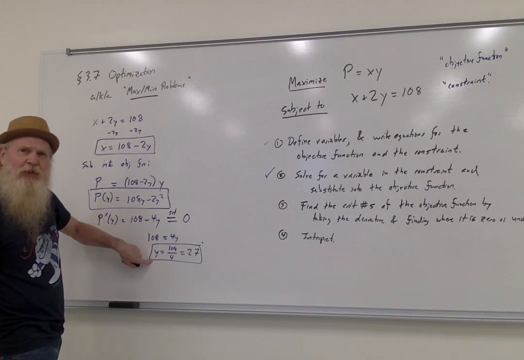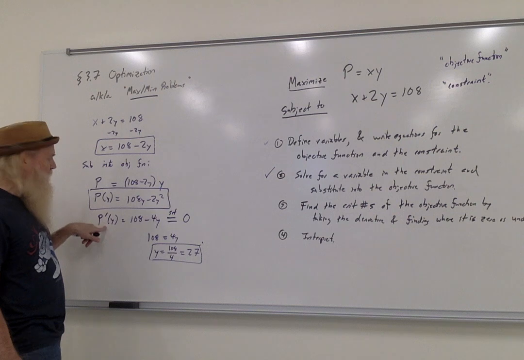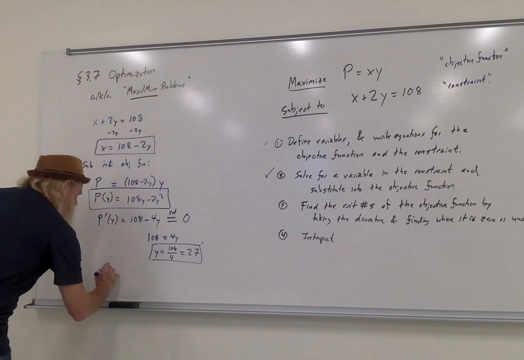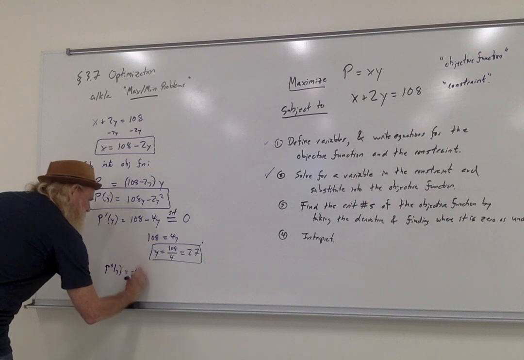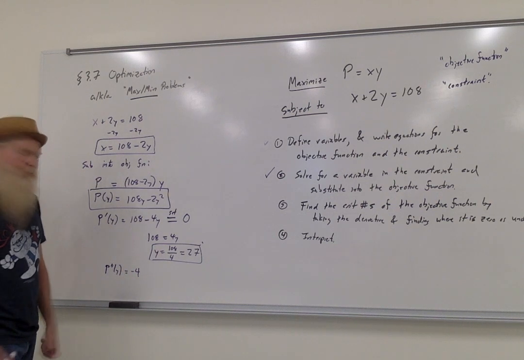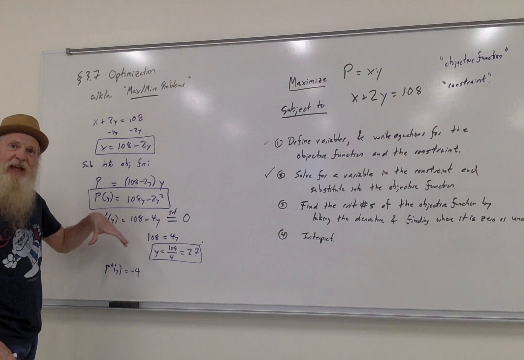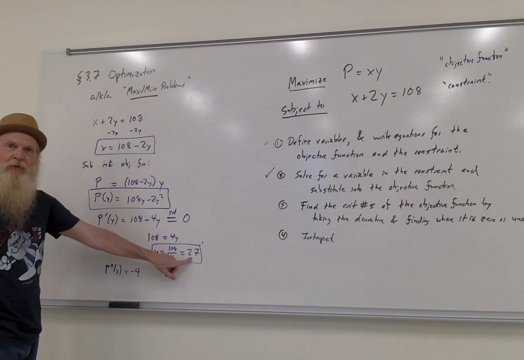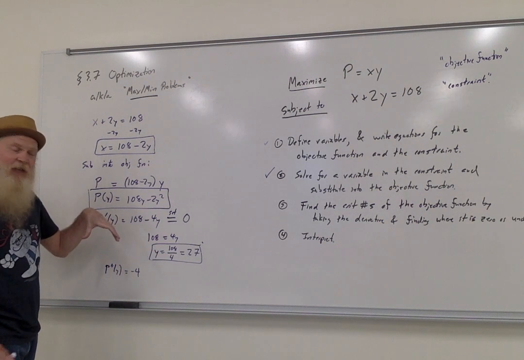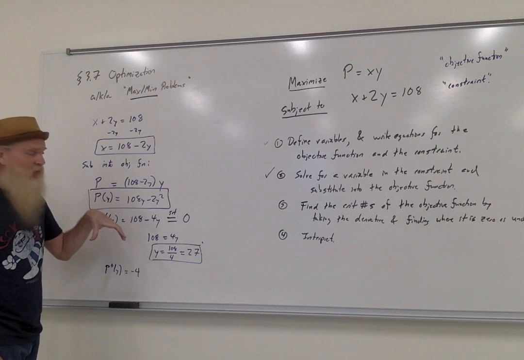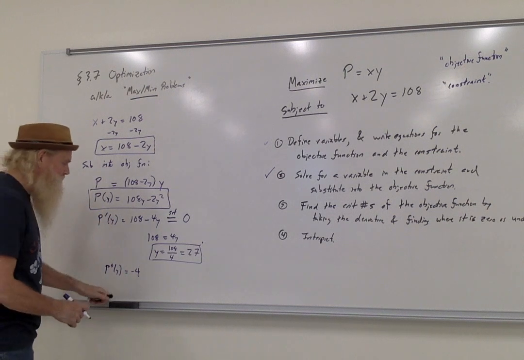If we wanted to check to be sure that it's a maximum, we could maybe use a second derivative test. Notice that P double prime of y is negative 4, which means that the graph is concave down at this critical number. So if it's concave down at a critical number, that means that the critical number is the location of a maximum.